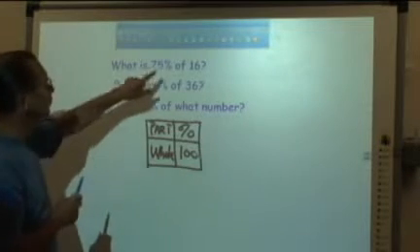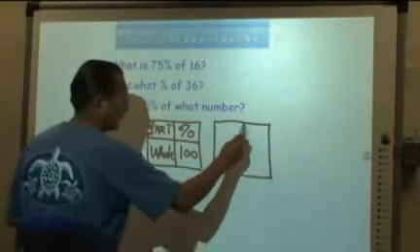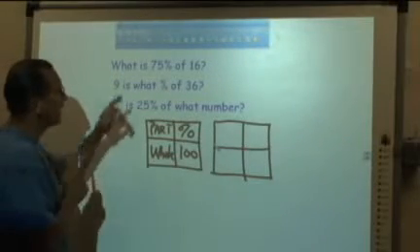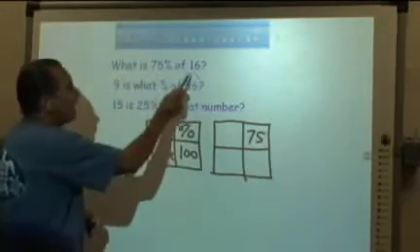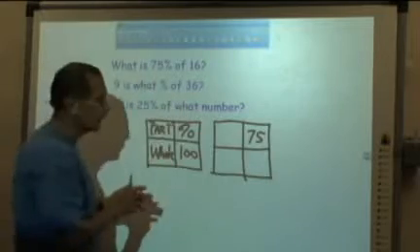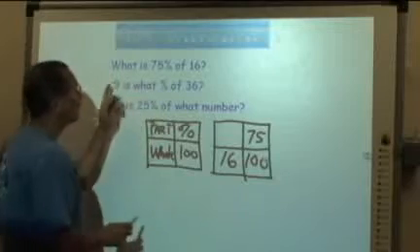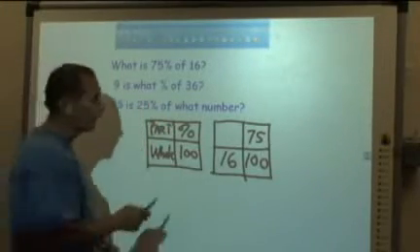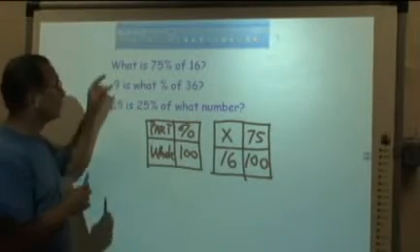So for instance, if I was doing the first one up here, notice what I have is the percent, 75. I have of. Now, of always relates to the whole. I want 75% of 16. 16 is my whole. I always put 100 here. Well, what am I looking for? I'm looking for the portion of 16 that represents 75%. And so right here I'm going to put an X. Okay? So that's the first.